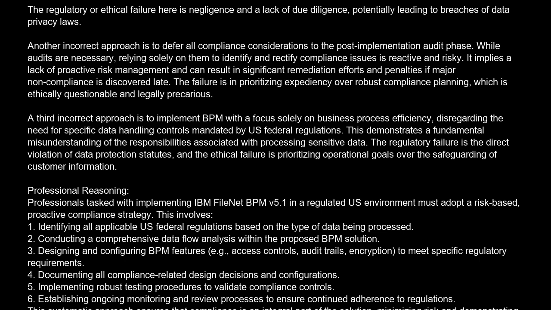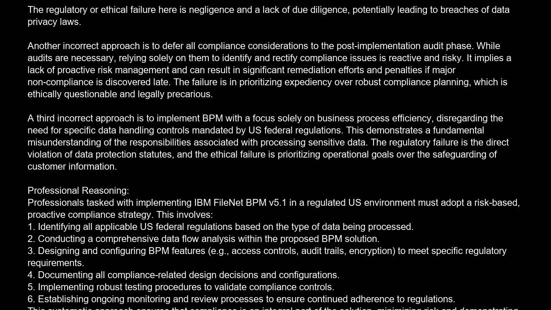Another incorrect approach is to defer all compliance considerations to the post-implementation audit phase. While audits are necessary, relying solely on them to identify and rectify compliance issues is reactive and risky. It implies a lack of proactive risk management and can result in significant remediation efforts and penalties if major non-compliance is discovered late. The failure is in prioritizing expediency over robust compliance planning, which is ethically questionable and legally precarious.